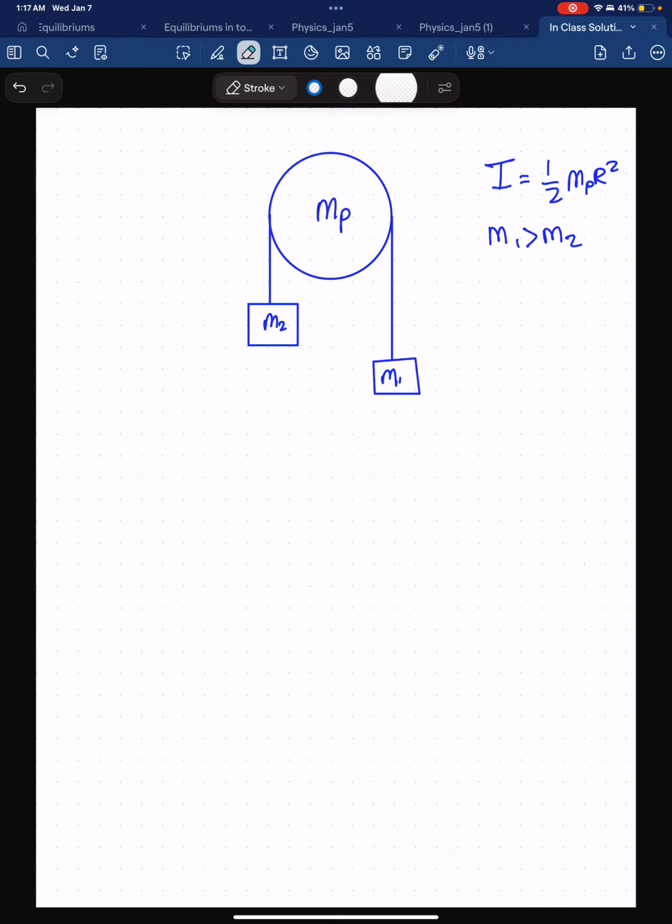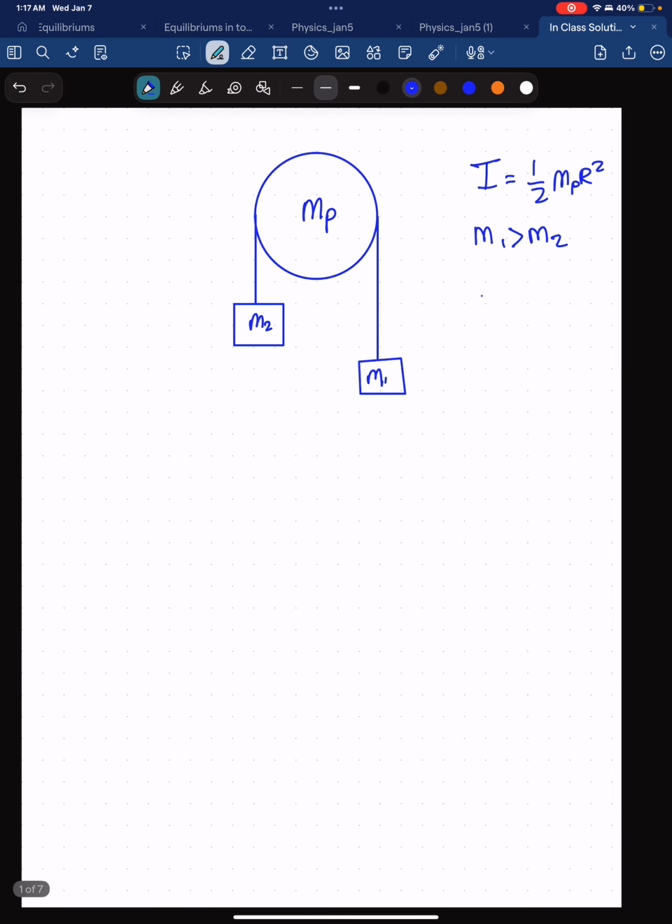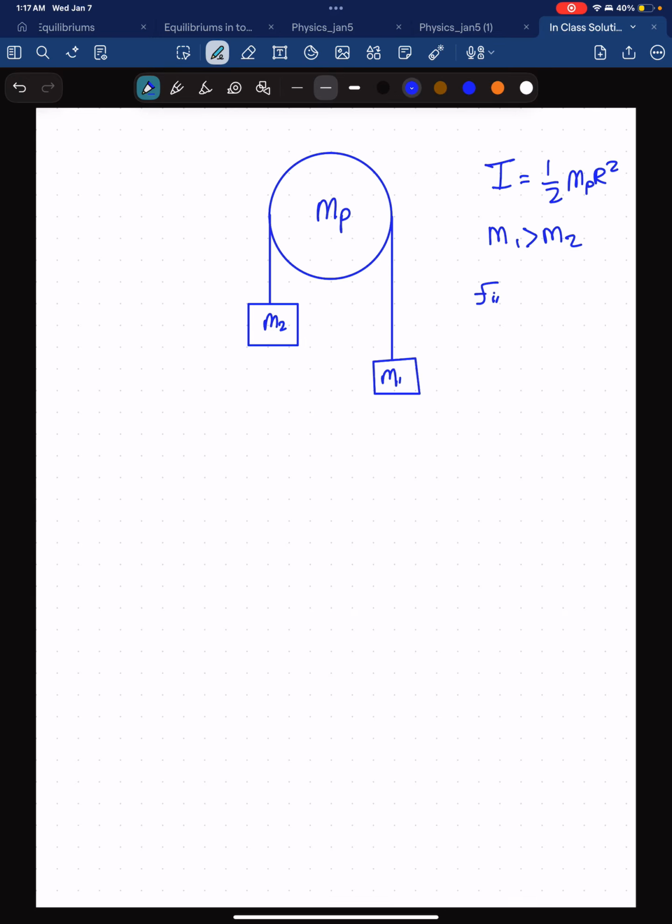So in my system, the pulley is rotating and has mass, so I can't assume that my tensions are the same on the two masses. My goal is to find the acceleration of the system. Let's see, find a, right? That's my goal. My goal is to find a.